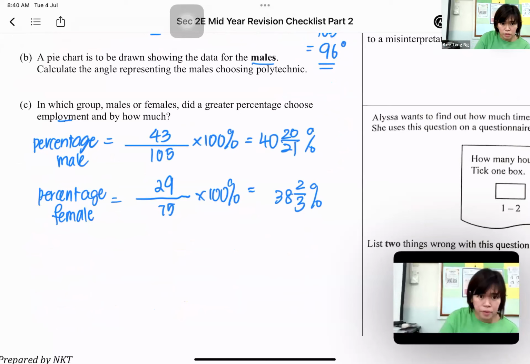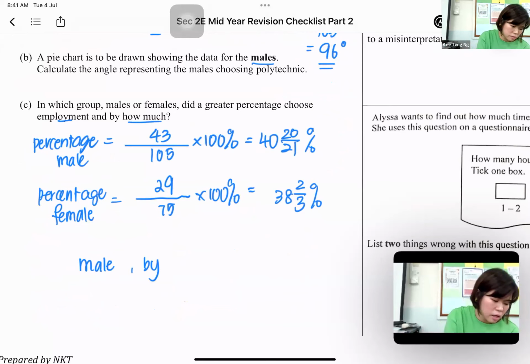In which group? Okay, so for the male group. By how much more? So 40 and 20 over 21 minus away this percentage, 38 2 over 3%, and that gives me 2 and 2 over 7%. Okay, or if not, you can work in 360.